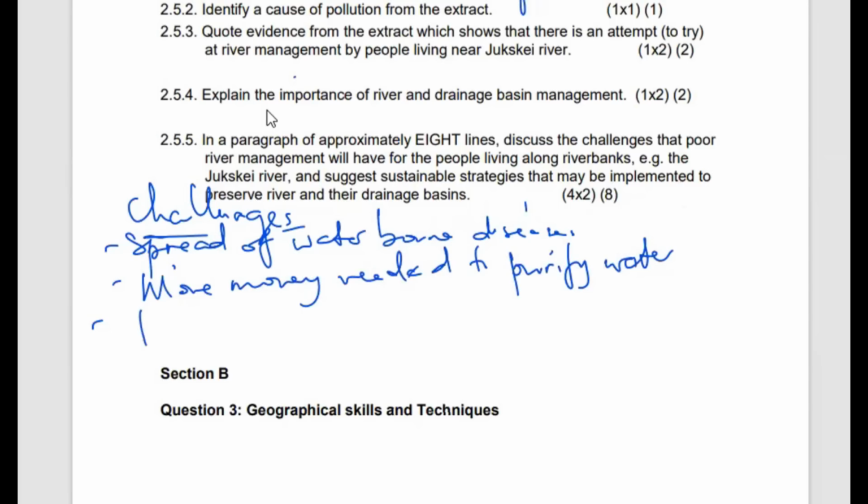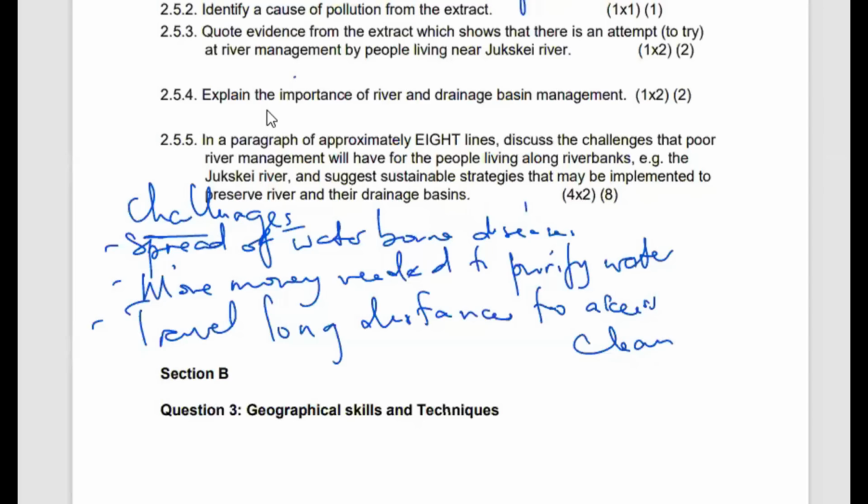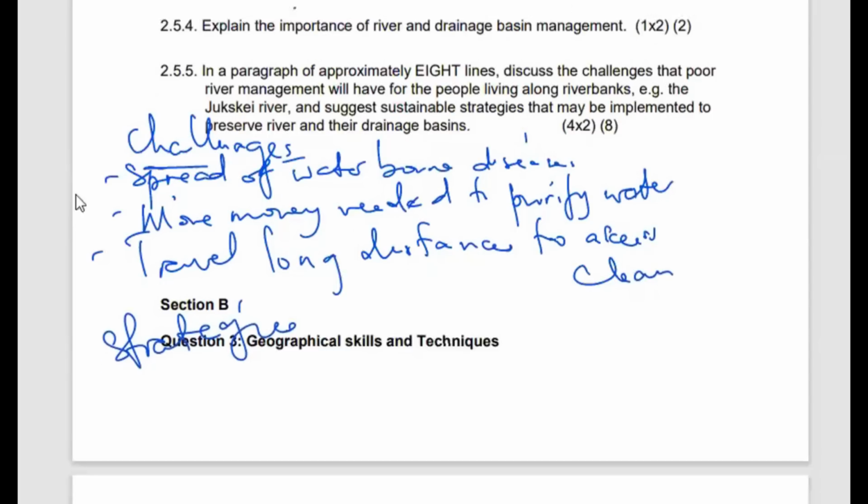And also these people have to travel long distances to access clean water, which is also a cost for people to travel long distances to access clean water. And then what can we do? What are the strategies that can be implemented to try and solve these problems?